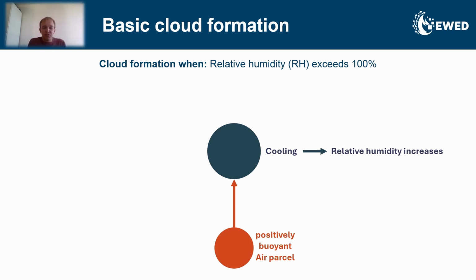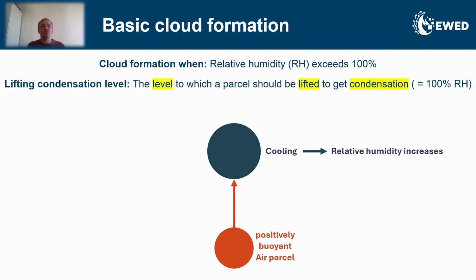When we want this air parcel to result in cloud formation, it needs to be lifted high enough such that the relative humidity exceeds 100%. The altitude at which this happens is generally referred to as the lifting condensation level, which is the altitude or level to which an air parcel should be lifted to get condensation, so to get the relative humidity up to 100%. Let's see whether we can visualize this with the pictures from the pyrocumulus and pyrocumulonimbus that I showed before.